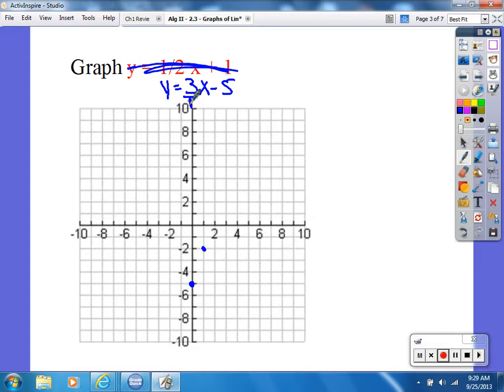So let's do that again then. 1, 2, 3 over 1.